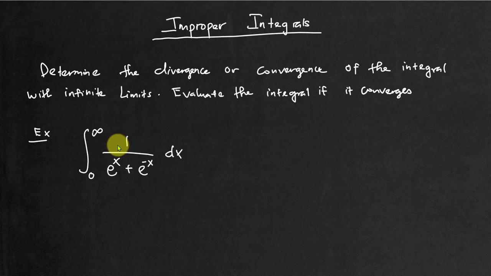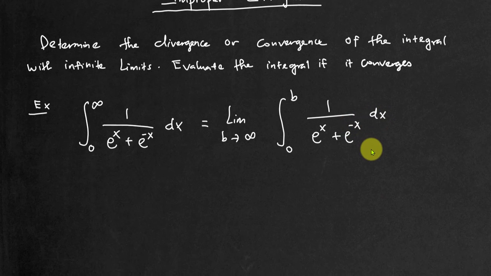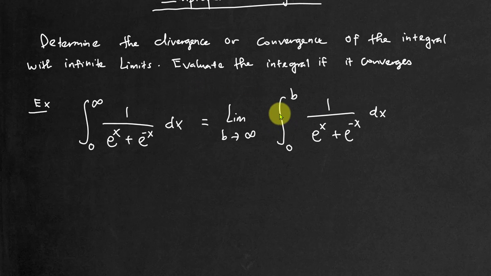To find this improper integral, all we need to do now is find the limit as b approaches the upper limit, which is infinity. Instead of writing the infinity here, I'm just writing the integral from 0 up to b of 1 over e to the x plus e to the minus x dx. Now, if the limit exists, then the integral is convergent. If the limit does not exist, then the integral is divergent.